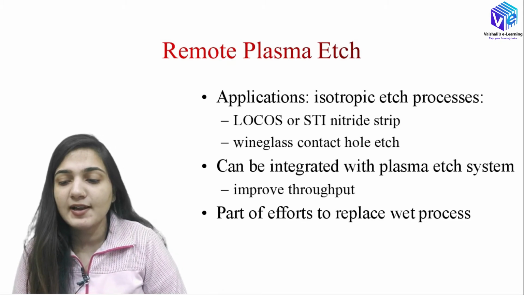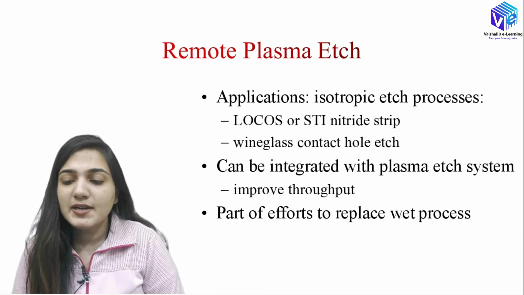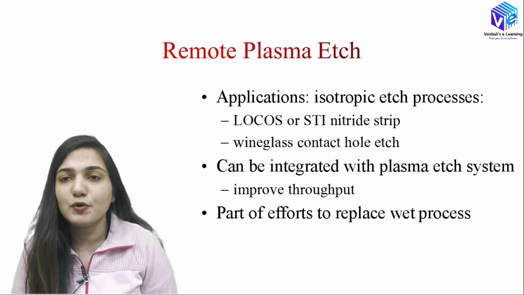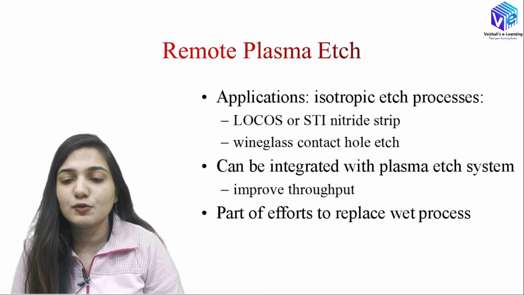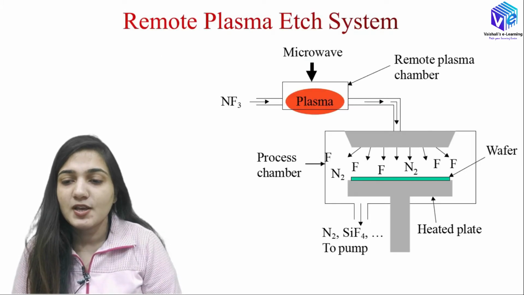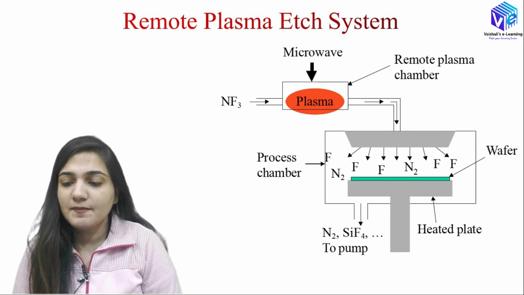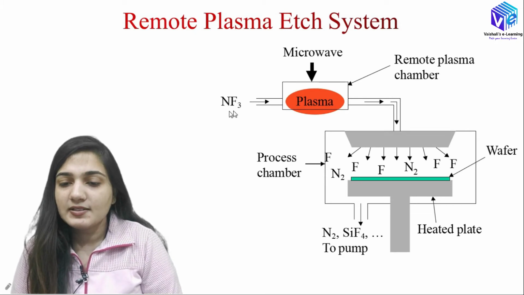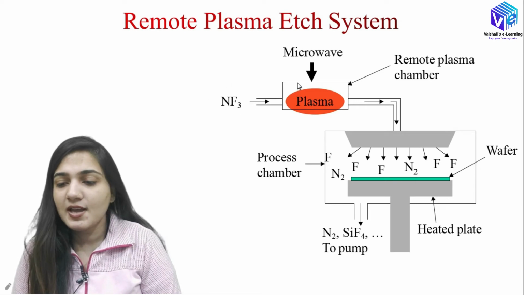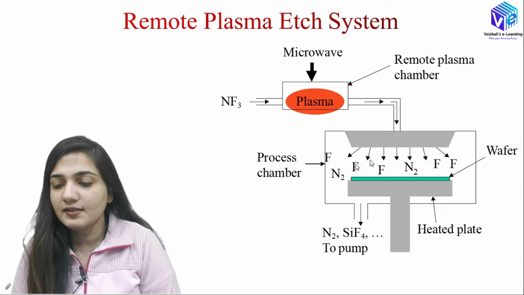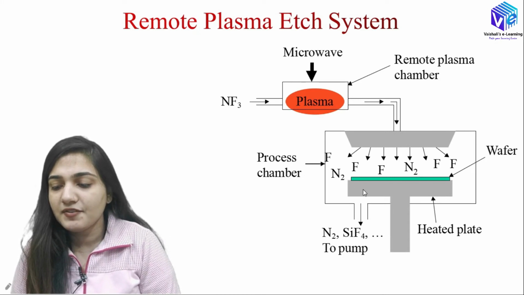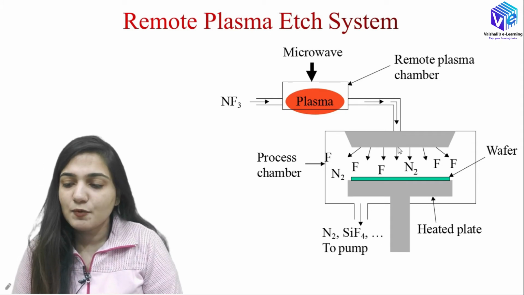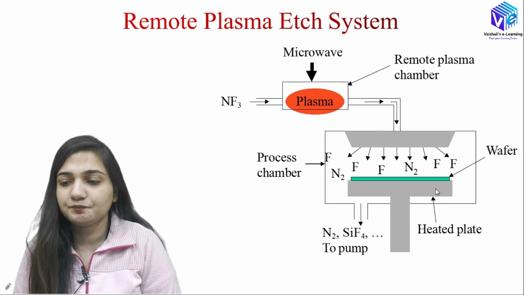It can be used for wine glass contact hole etching as well. It can be integrated with the plasma etch system to improve the throughput, and we are making efforts to replace the wet process with the remote plasma process. So you can see the remote plasma etch system. Here we are using NF3 as the etchant and process gas, and here also we have remote plasma. We are getting fluorine and N2 as the radicals which react with the wafer surface, and here we have the byproducts N2 and SiF4. Okay, this is the process chamber and this is the heated plate.